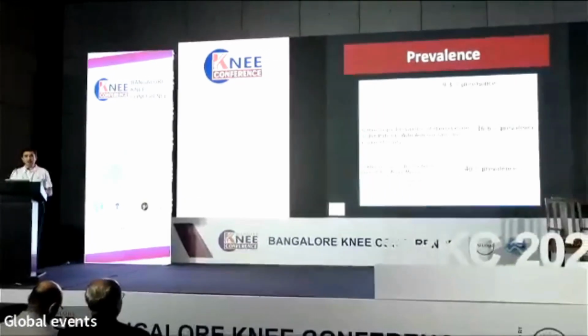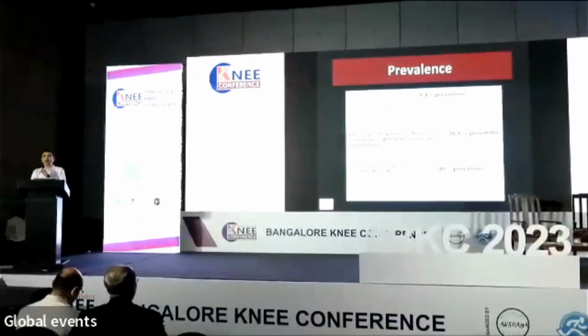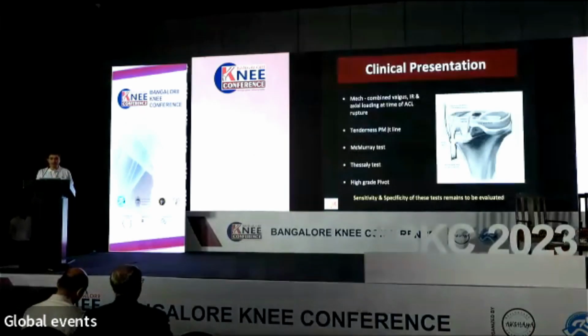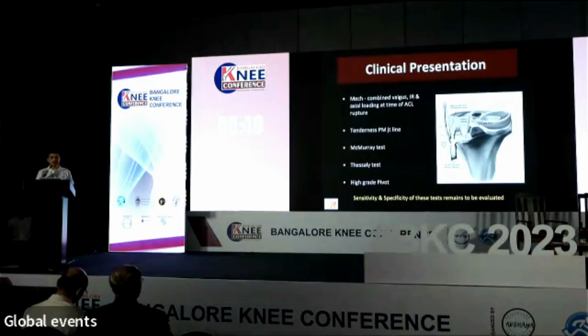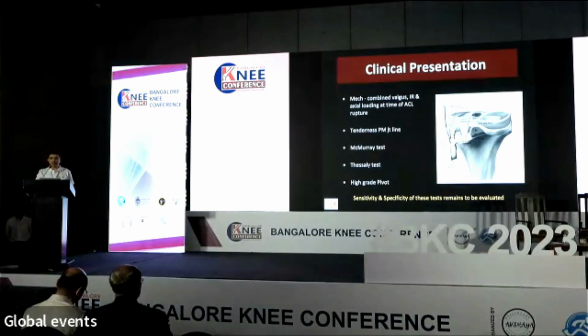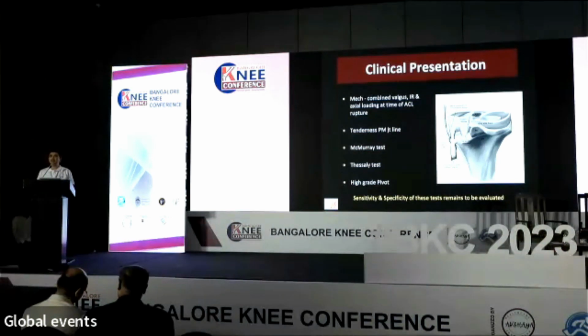The prevalence, as we understand it better and we look for it, we have noted that the prevalence could be as high as 40%. Clinically, the patient would present with some sort of a valgus internal rotation and axial loading mechanism. Tenderness would be on the posterior medial joint line. The standard meniscal test may be positive. What is important and one of the key features is that there would be a high-grade pivot. So we need to suspect a ramp in that situation. However, the sensitivity and the specificity of the above tests need to be evaluated.